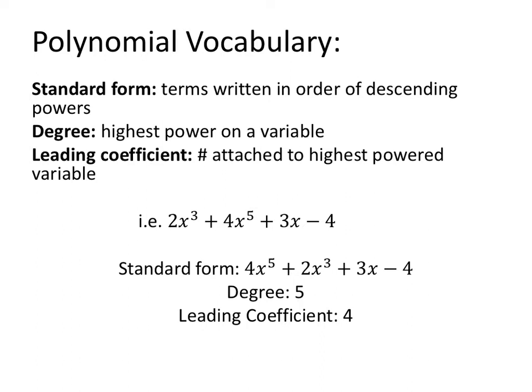One of the things it makes easier is identifying the degree of the polynomial. Now a degree is just the exponent that we're looking at, so in this case it's a degree 5. We would say that the polynomial that we're looking at is degree 5. And then the leading coefficient is the number attached to the highest powered variable. So in our case, it's a 4. The leading coefficient would be 4. Our degree would be 5.